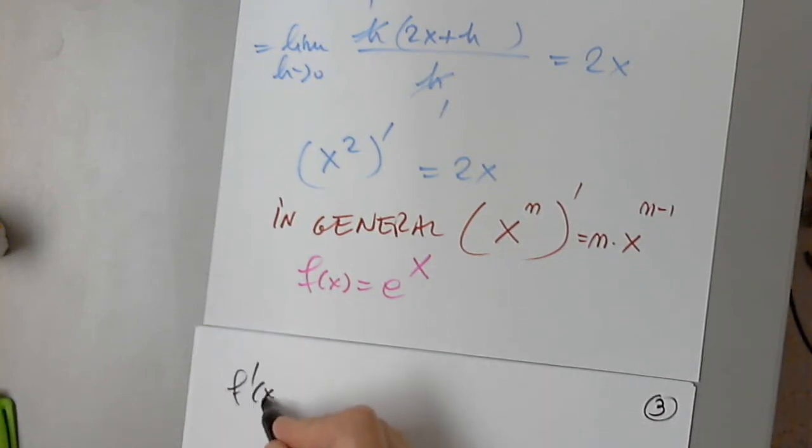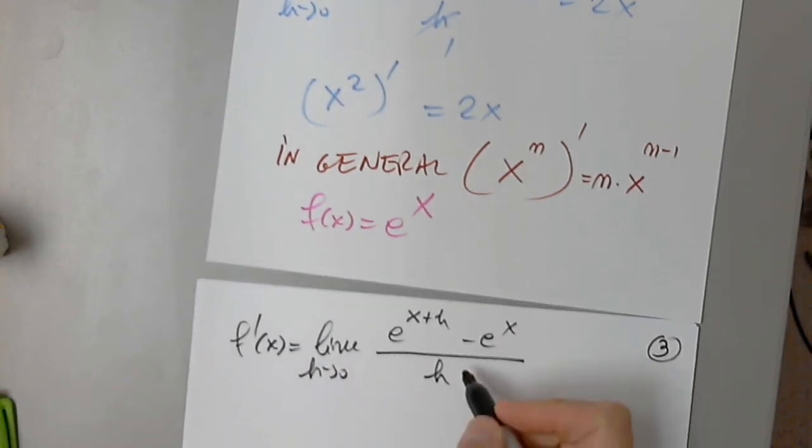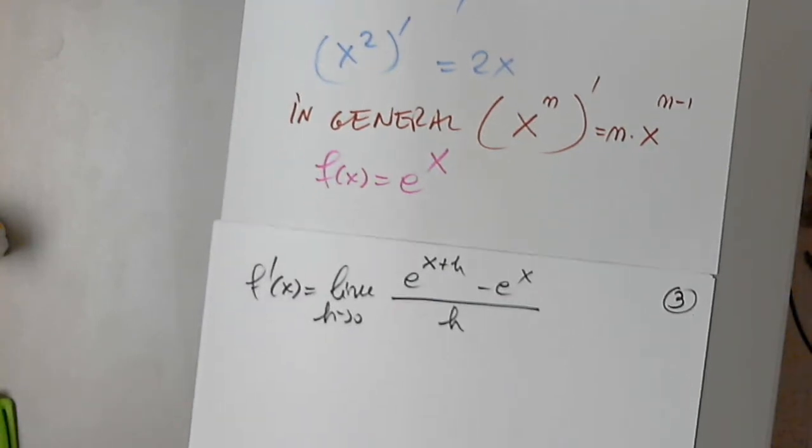So let's find f prime for this function. The limit as h approaches 0 of e raised to x plus h minus e to the x, divided by h. Is this okay? Yes? Perfect.